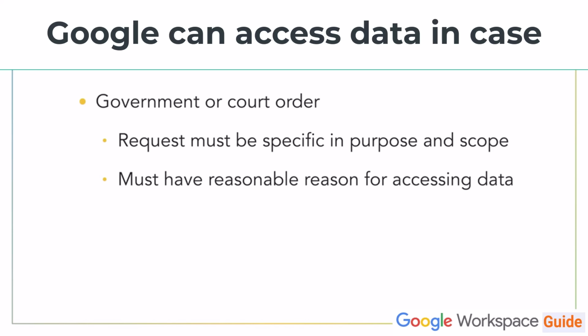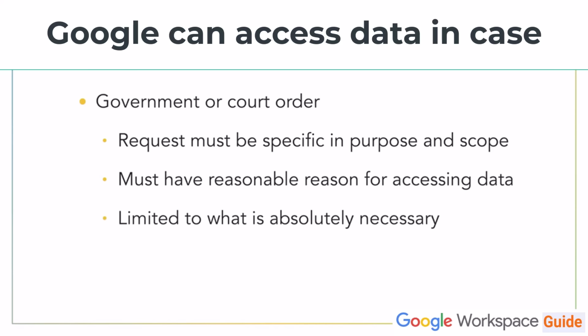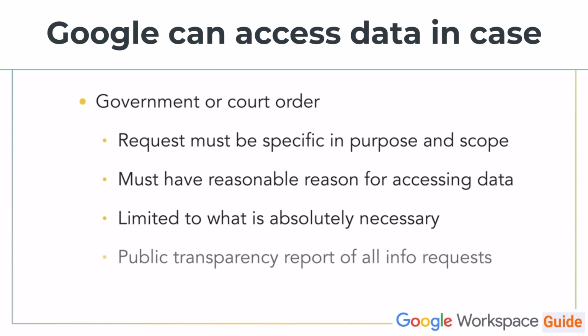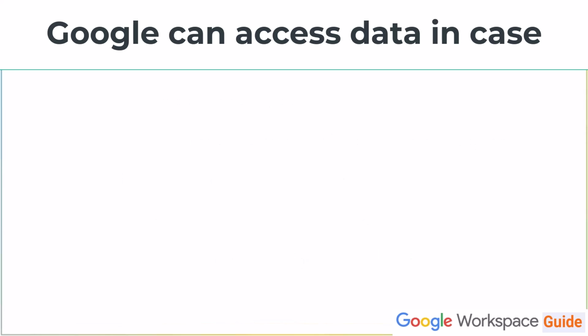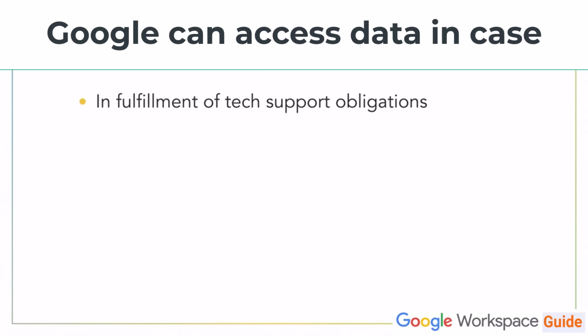request. Additionally, Google provides a transparency report page which contains detailed statistics related to government and court-ordered requests to remove the information. This can be viewed online at google.com/transparencyreport. Access to your data may also be required in order for Google to fulfill technical support obligations requested by you or your system administrator.